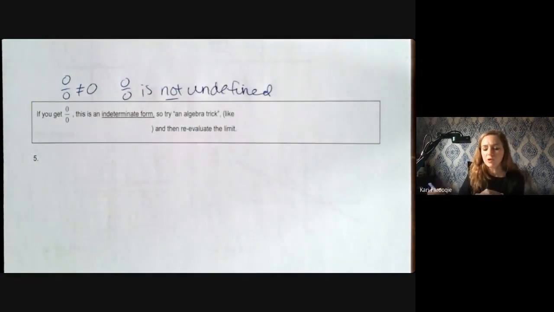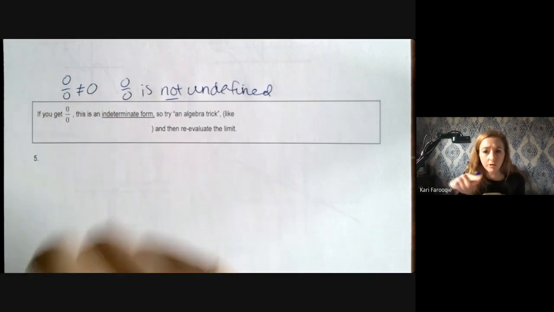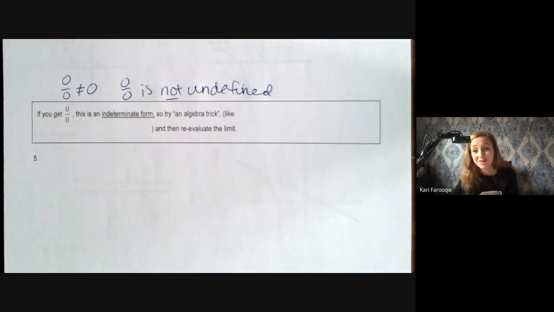And you know what drives me crazy is when a student gets 0 over 0 and they say 0 over 0 equals 0. Done. No, you're not. 0 over 0 is not 0, and it's not undefined. So don't say that either. Indeterminate means like we need more information. We don't have enough information. If you get 0 over 0, this is an indeterminate form.